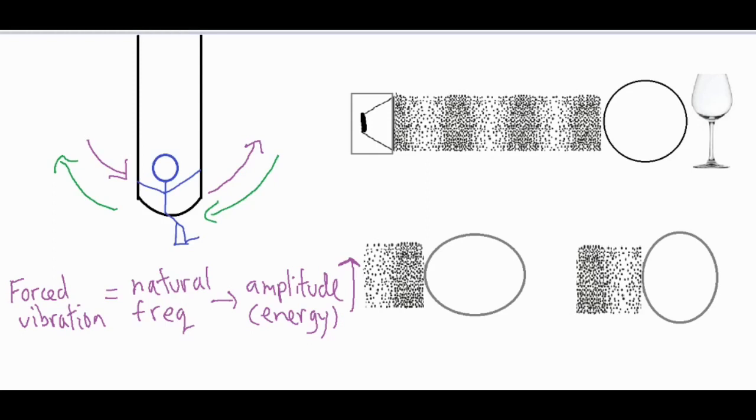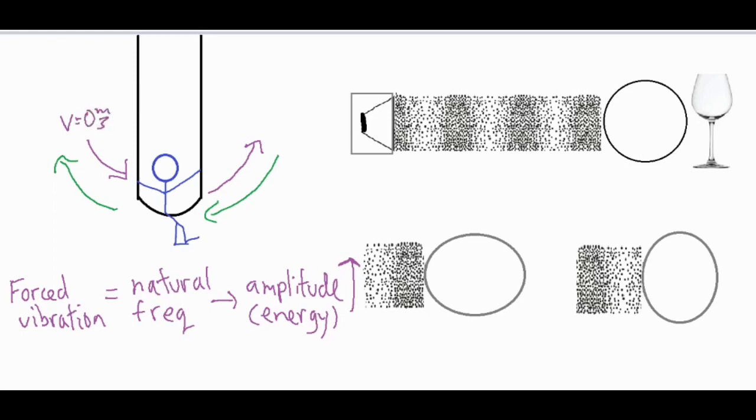Now, let's pretend that it takes 1 second for them to complete their forward motion and then 1 second to complete their backward motion. Now, if someone were to push them exactly every 2 seconds, that would actually increase the amplitude and energy greatly. So think about that. Once they reach their maximum amplitude, they're momentarily at rest right over here.